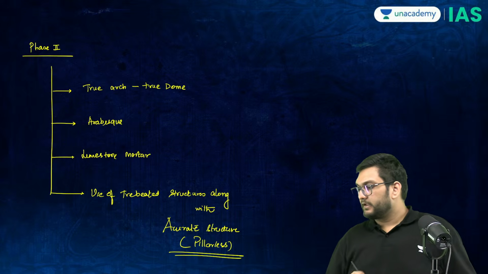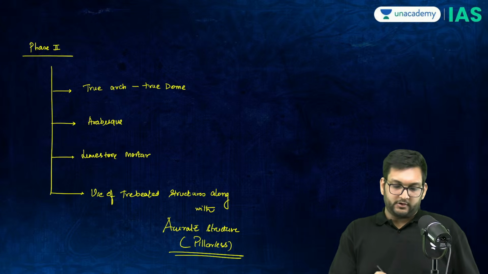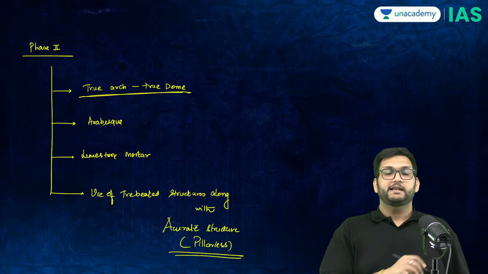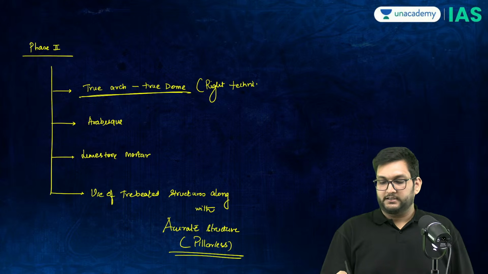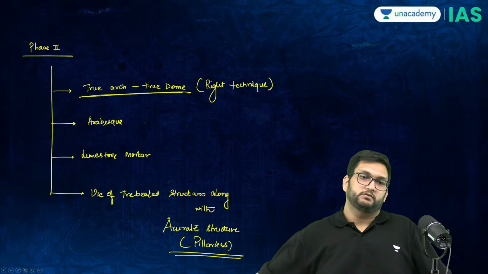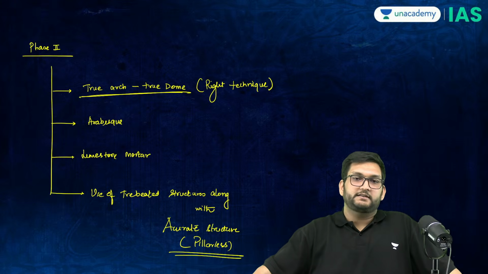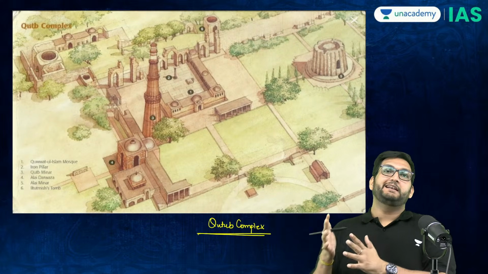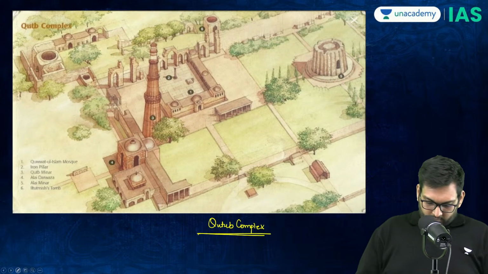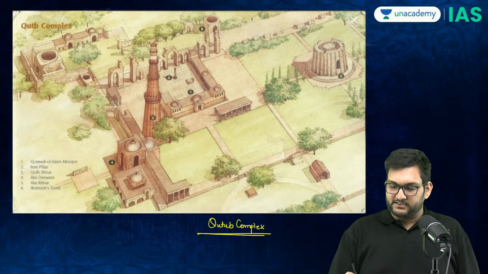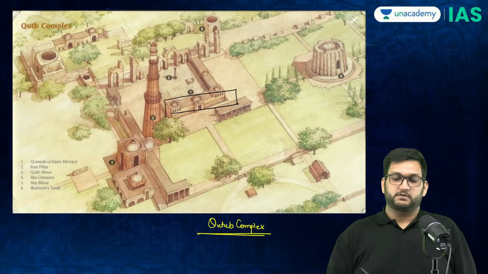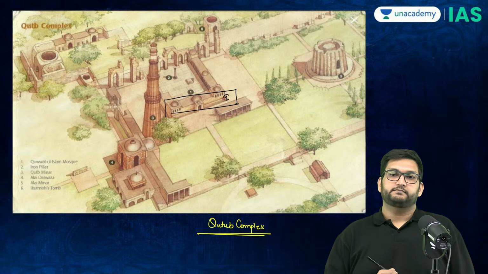Pillarless. But as I said, arch and dome were known previously, but the right technique was not known. This is where the second phase is very important. Now, in the Qutub complex, there are multiple elements. The first is obviously the Quwwat-ul-Islam Mosque. This structure which you see here is called the Quwwat-ul-Islam. This is the reuse phase.